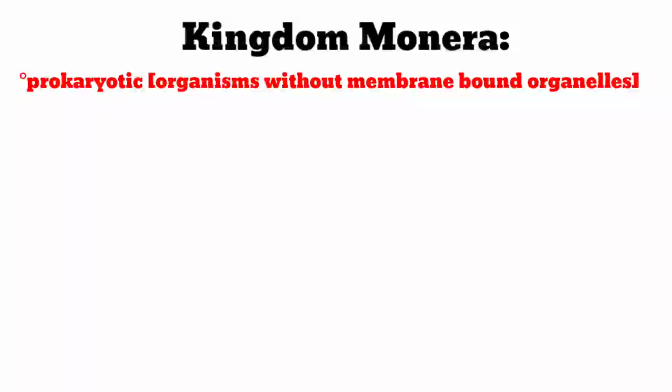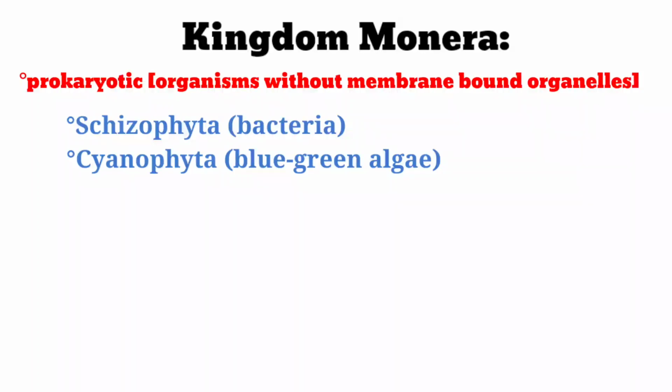Now let's look into the kingdom Monera. The kingdom Monera encompasses all prokaryotic organisms which lack a membrane-bound nucleus and organelles. So organisms without membrane-bound nucleus and organelles are known as prokaryotes. This kingdom is typically split into 2 main groups, and the phyla include Schizophyta, which encompasses the bacteria, and then we also have the Cyanophyta, which is the blue-green algae.